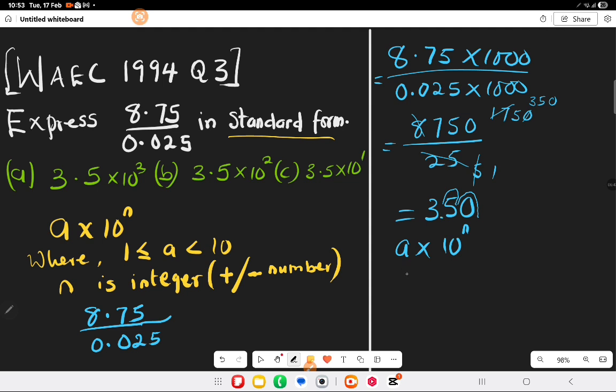Therefore, our answer will be 3.5 times 10 to the power of 2. How many times do we move the decimal point to get 3.5? We move it 2 times. So to check if your answer is correct, when you multiply 3.5 times 10 raised to the power of 2, which is 100, you get back 350 as the answer.